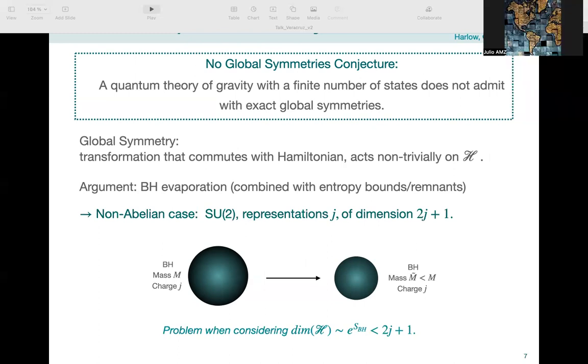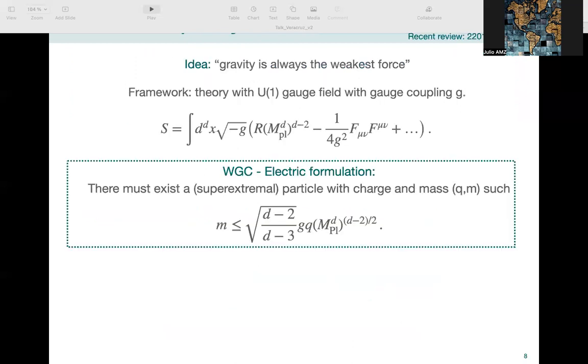It evaporates. Again, the charge cannot change. And we are reaching a state where the mass is now so small that the area and the associated entropy is not enough to accommodate the dimensionality of the representation. So this would be a problem concerning the entropy. Again, another argument against global symmetries.